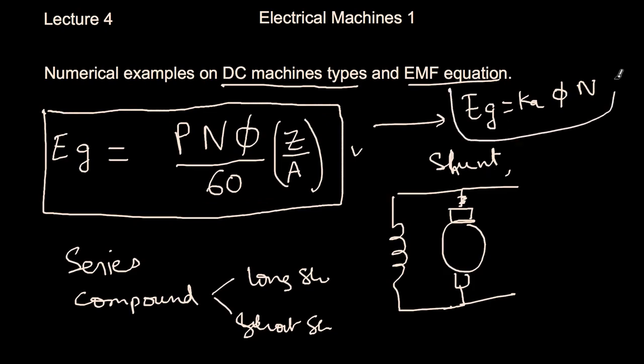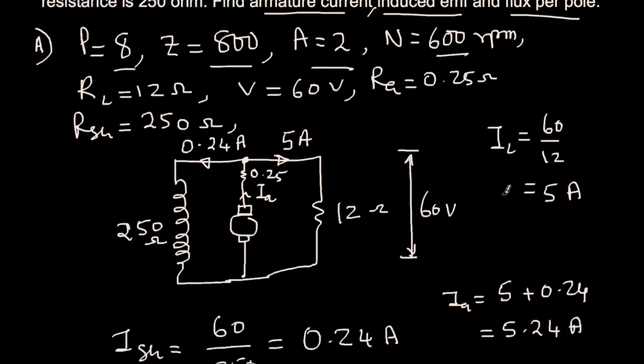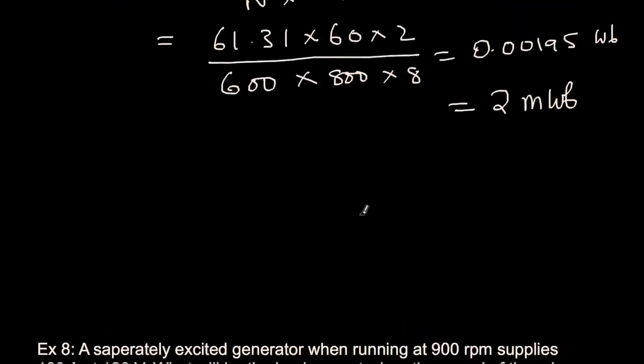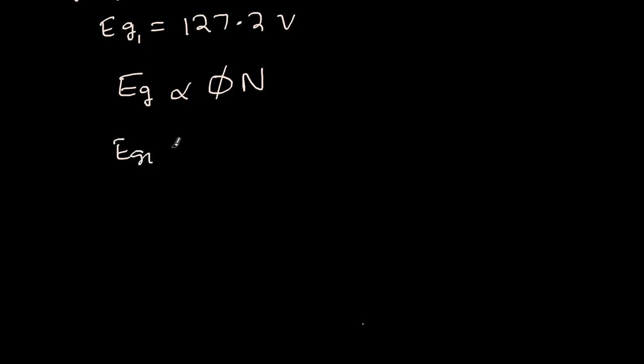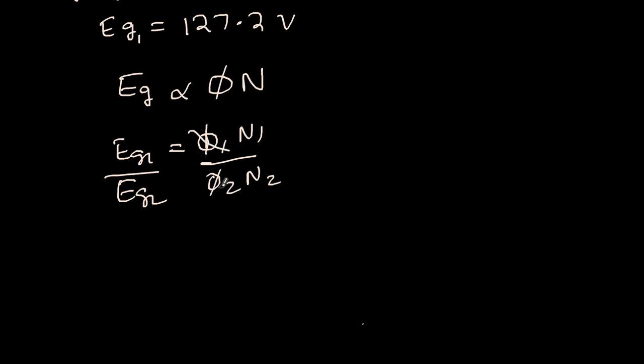So this is one more thing that we get from it. Therefore, I can write Eg1 is equal to phi 1 N1 and Eg2 equal to phi 2 N2. But here the field current is constant, therefore flux is constant. I can just consider these two are equal. So this is the relation I am getting. So what is Eg2? Eg2 is nothing but Eg1 multiplied by N2 by N1.